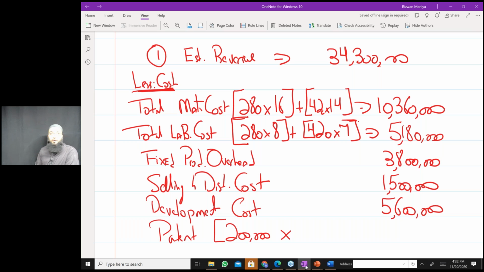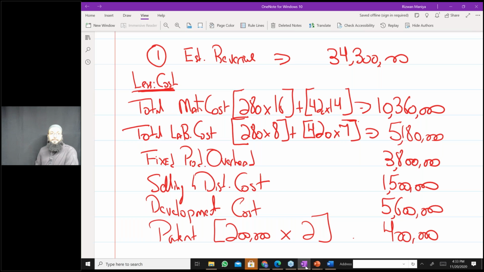No, we can't do this for 10. That's wrong. We need to multiply this with 2 because the product life cycle is of 2 years. You want to work out the profitability of 2 years. So we'll be multiplying this with 2, and this will be 400,000.